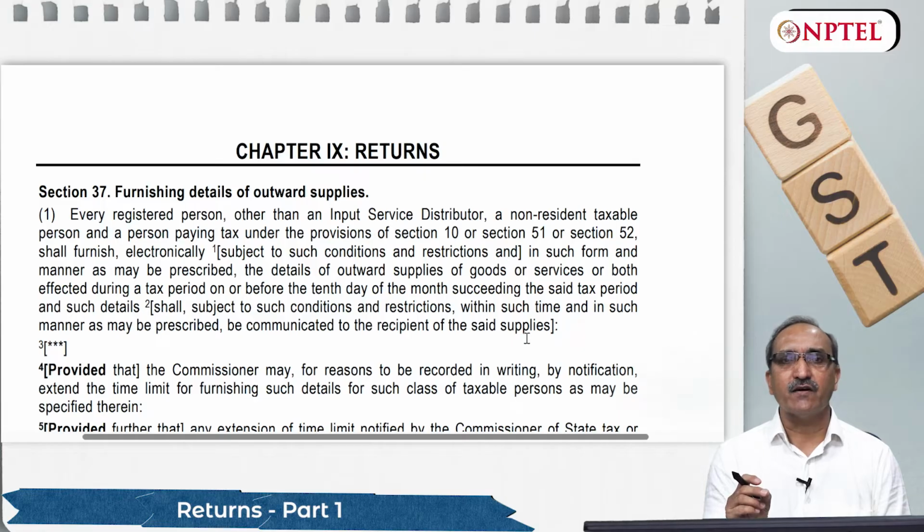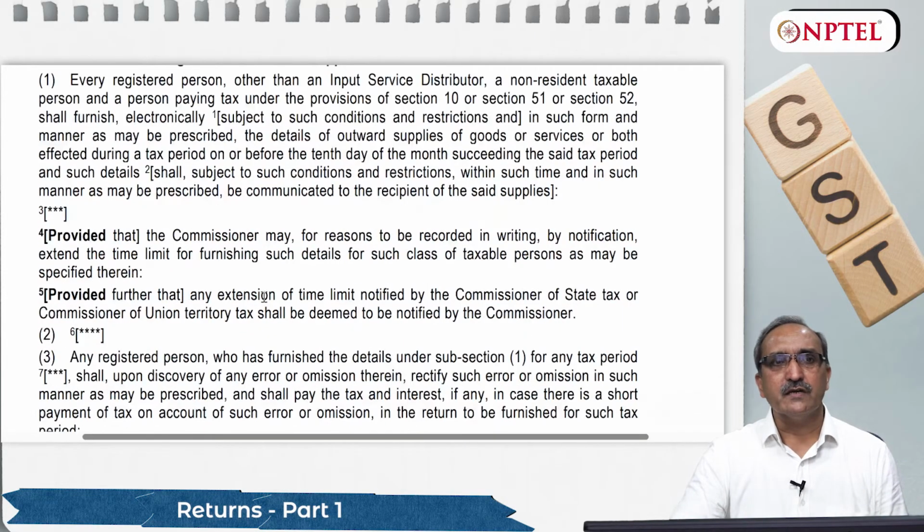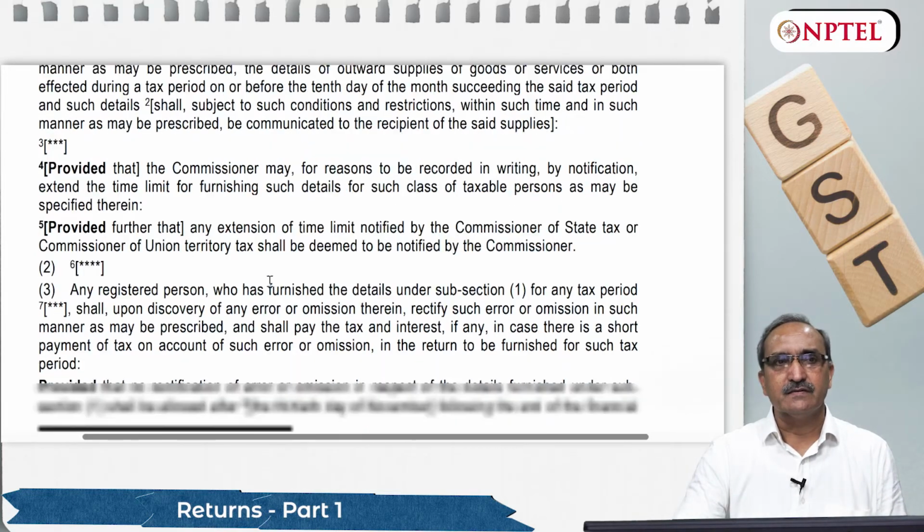So GSTR-1 is the first return under section 37 subsection 1. A person who is doing business, maybe as a manufacturer, maybe as a trader, declares his sale as well as his output liability to the government. So friends, this way you can read the GST law slowly and definitely you will get everything cleared.